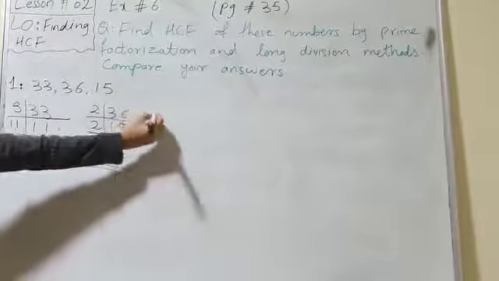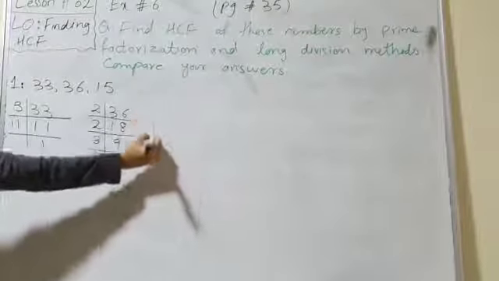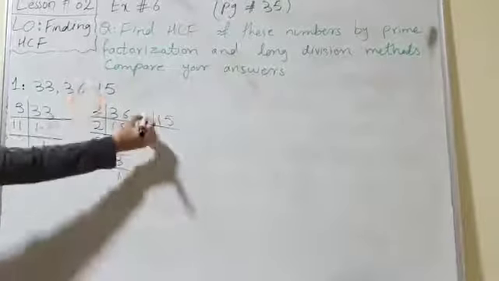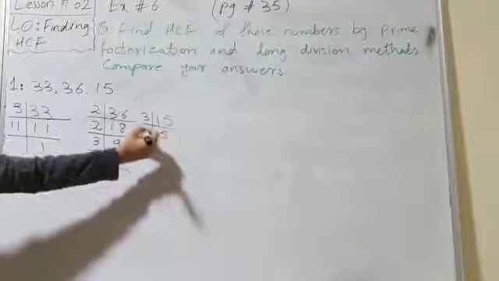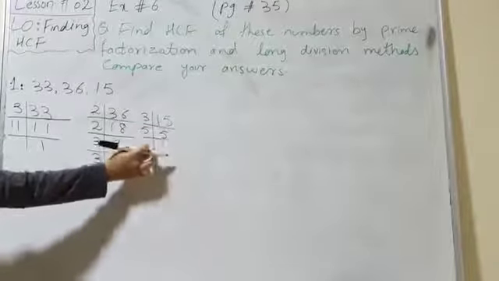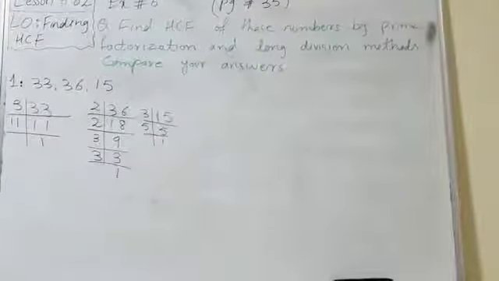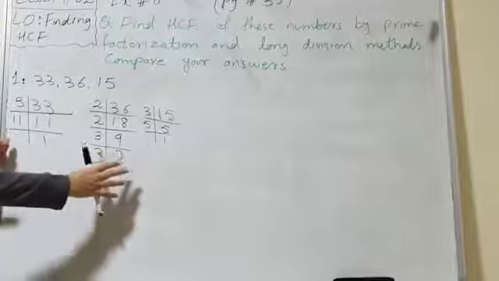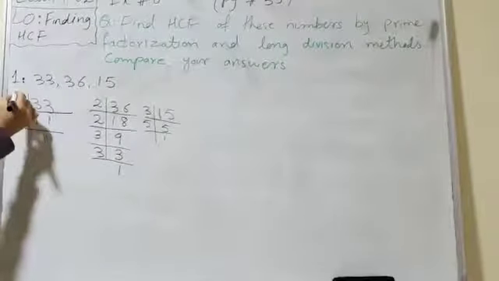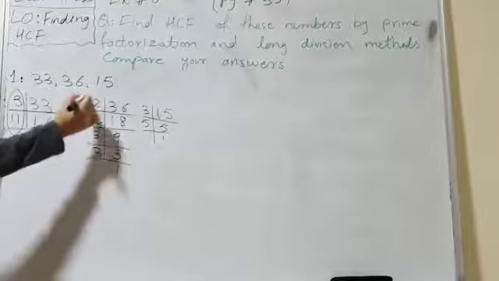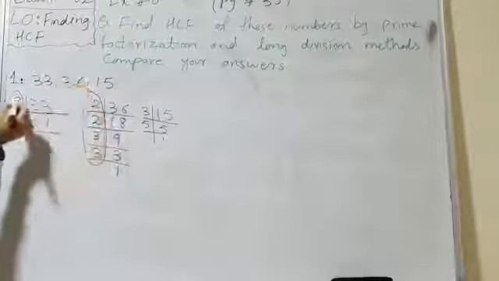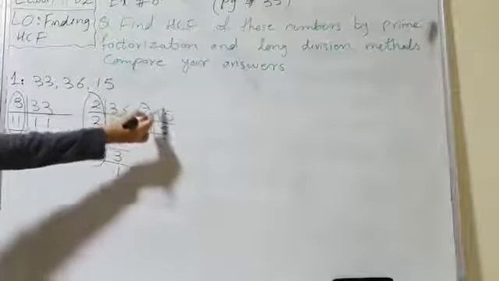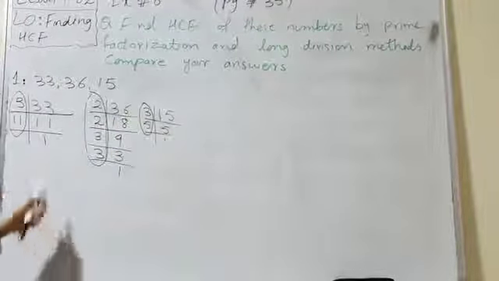Next number is 15. For 15 you know that 15 is an odd number, so you will take 3. 3 fives are 15 and 5 ones are 5. 15 is not divisible by 2. That's why we have started with 3. Now we are done with making the ladder. Now you have to write all these. These are the prime factors: the prime factors for 33, for 36 and for 15. Now we will write these here separately.